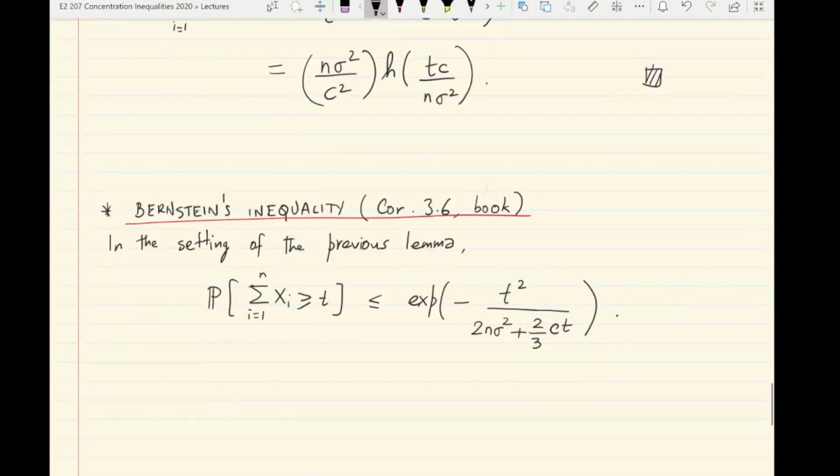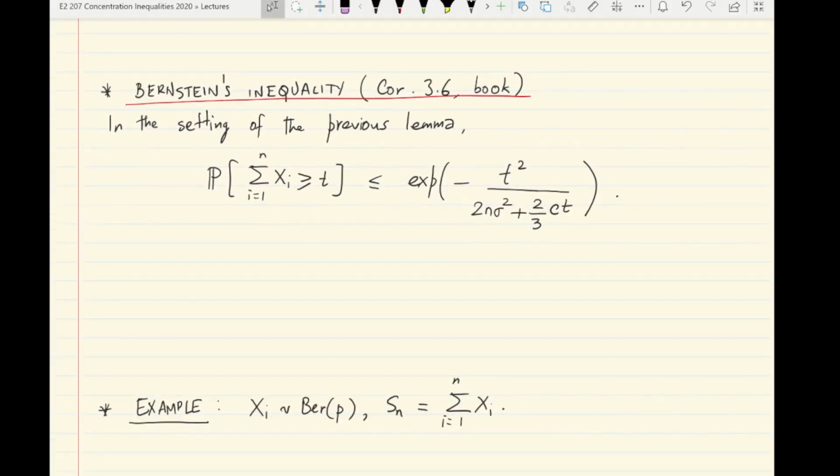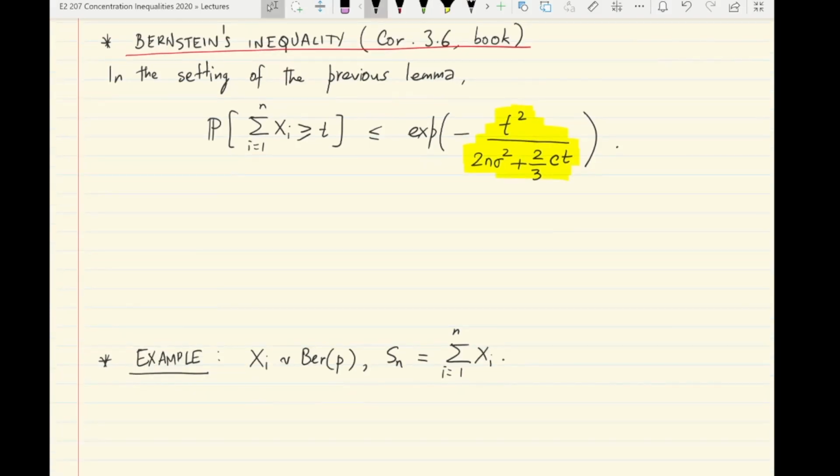So here's one such consequence of Bennett's inequality called Bernstein's inequality. It's given in corollary 3.6 of the book. Bernstein's inequality basically says that in the same setting, that is, if all these xi's are zero mean and bounded in absolute value by c, then the probability that their sum exceeds a level t is at most e to the minus t square, over something. So in the exponent is a ratio of polynomials: there's a quadratic polynomial in t on top, and there's a linear polynomial depending on t in the bottom. This form is what you get as a consequence of Bennett's inequality.